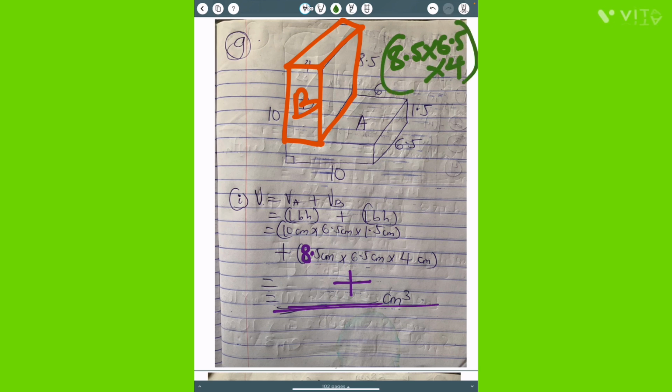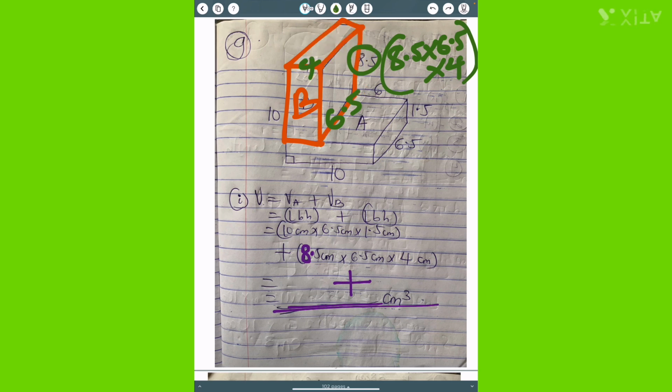Get the volume of B. Can you see? 6.5 times 8.5 times 4, like length, breadth, height. Do you understand what I'm drawing? Length times breadth times height will give me the volume of this solid. Or do it this way, height times breadth times length. That will give you the volume of that part B.